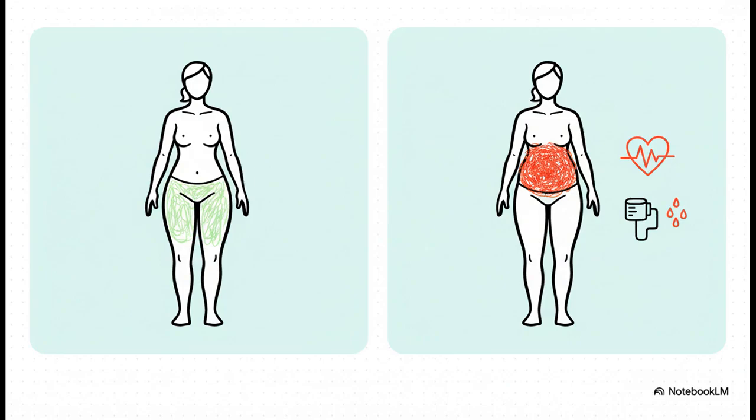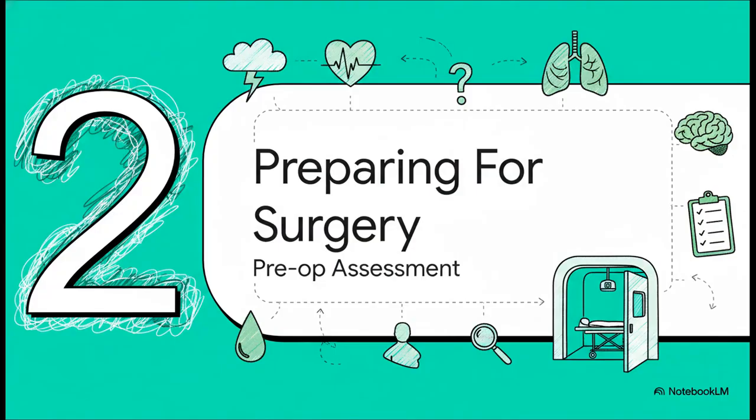But BMI is just a number. It's height and weight. It really doesn't tell us the whole story. Where a patient carries their fat is a much, much better predictor of their risk. So patients with that central or apple-shaped obesity have more of that dangerous visceral fat. It's metabolically active, and it's what's strongly linked to a much higher risk of things like metabolic syndrome and heart disease. Okay, so that sets the scene.